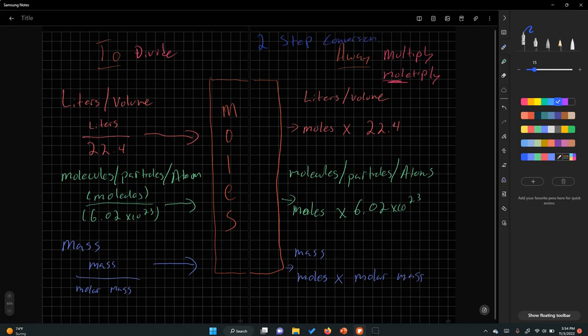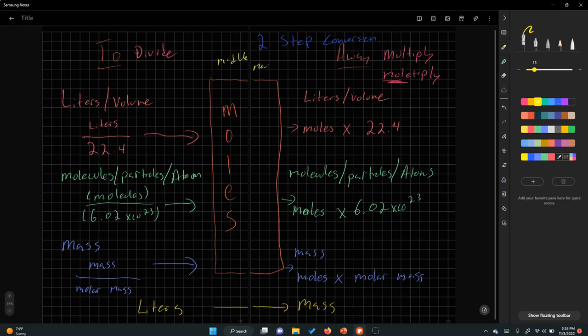In a two-step conversion, what that means is rather than starting at moles and going to something else, like moles to molecules, moles to liters, or moles to mass, or something like molecules to moles, liters to moles, or mass to moles, we're going from, say, liters, and we want to end up at, say, mass. There's no direct link between these two. It's not like we can just divide or multiply by a single number and say that's the link between liters and mass. Anytime we do these two-step conversions, we have to go through the middleman, which is moles.